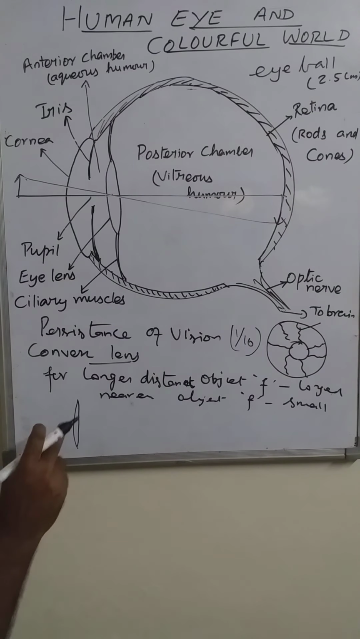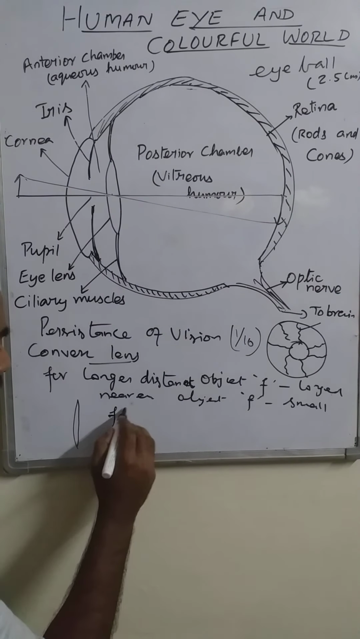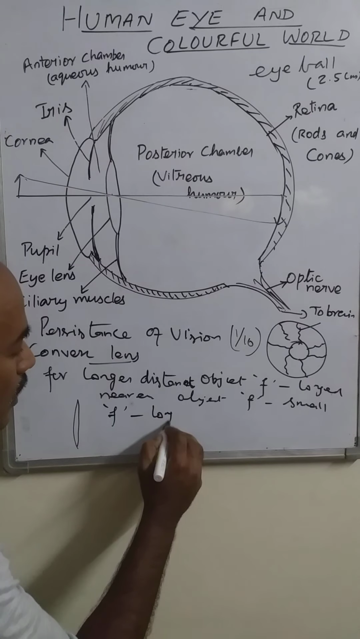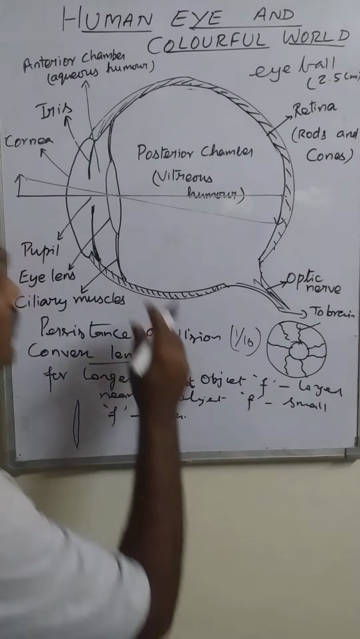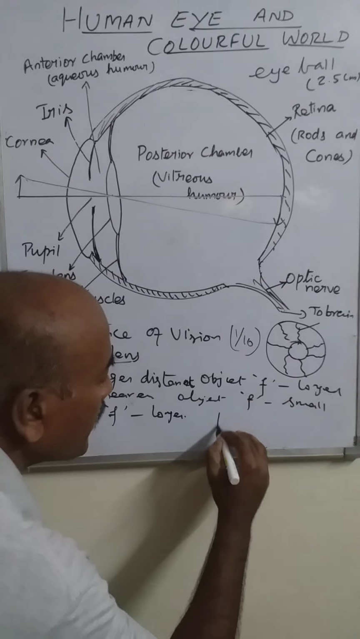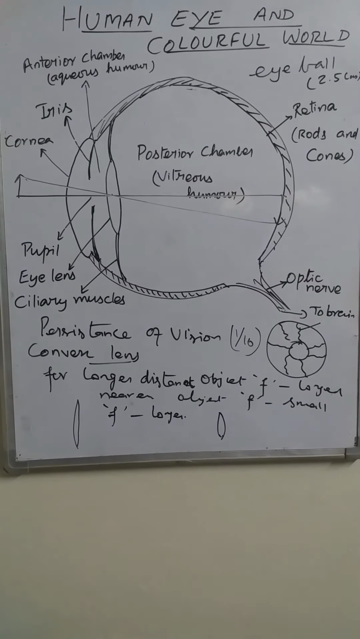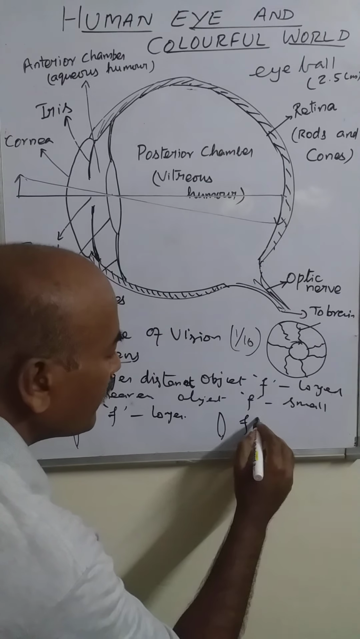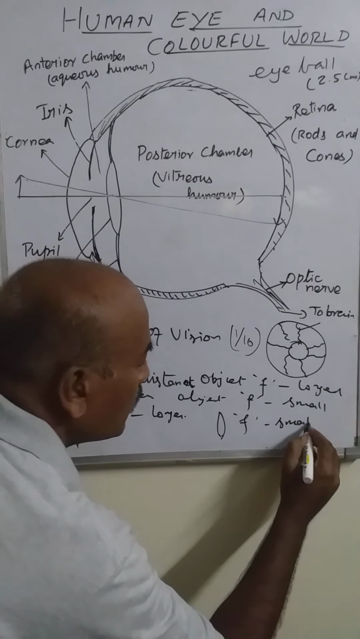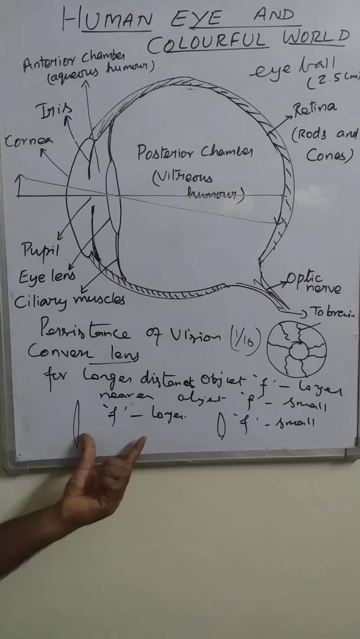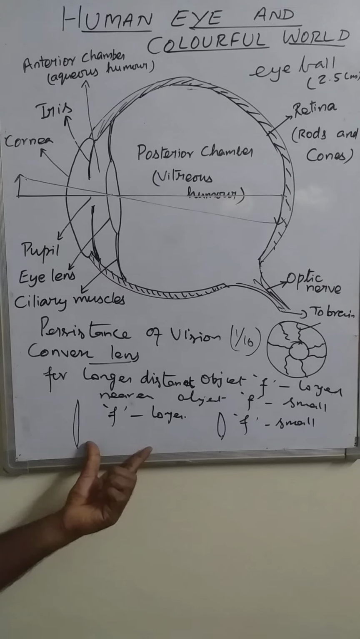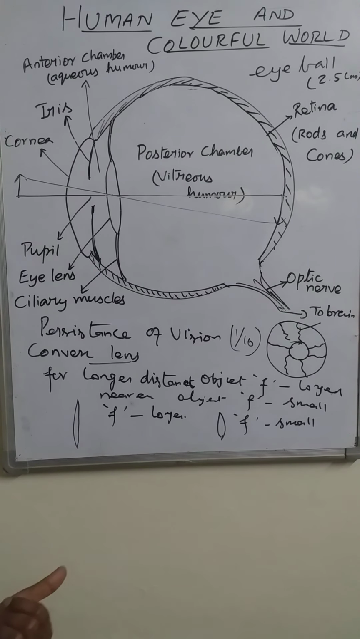become thinner. If the lens is thinner, focal length is long. When the ciliary muscles contracted, the lens become thicker. When the lens is thicker, focal length is small. For longer distant object, this is the condition required. Its focal length should be longer.